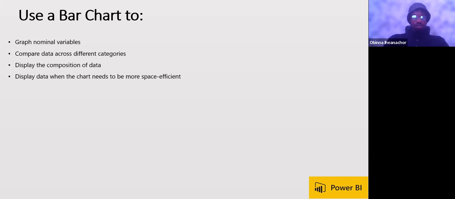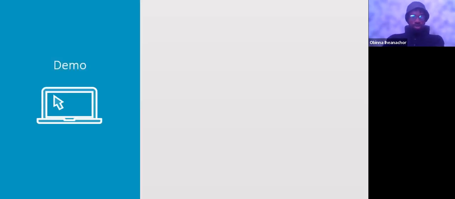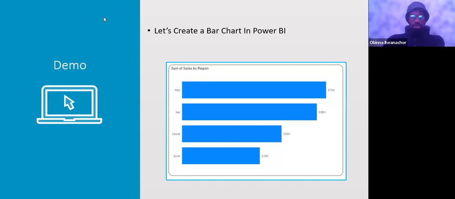So when you have nominal variables, no order involved, then a horizontal bar chart is best for that kind of scenario. And you can also use it to compare data across different categories, display the composition of data, and also display data when the chart needs to be more space efficient. So let's see a demo of how to make a bar chart in Power BI.